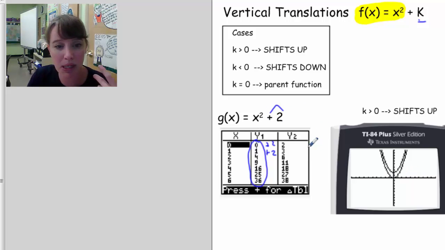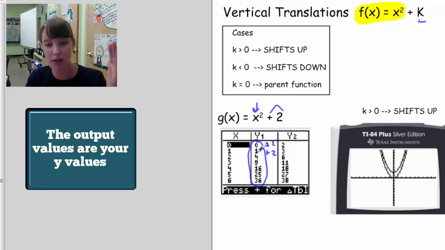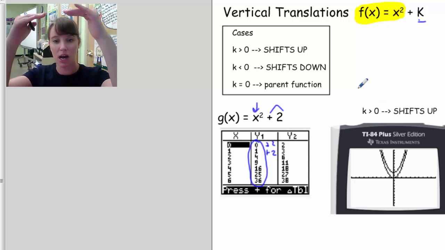Well, what ends up happening is, just imagine, you're not changing any of the x values, right? You're not changing any of the values that go into the squaring function. What you're doing is you're changing all the output values. Now, this makes sense that it's a vertical shift because the output values are your y values. So literally, you're just taking your old y values and you're adding 2 to it. What happens when you do that? It shifts it up, right?